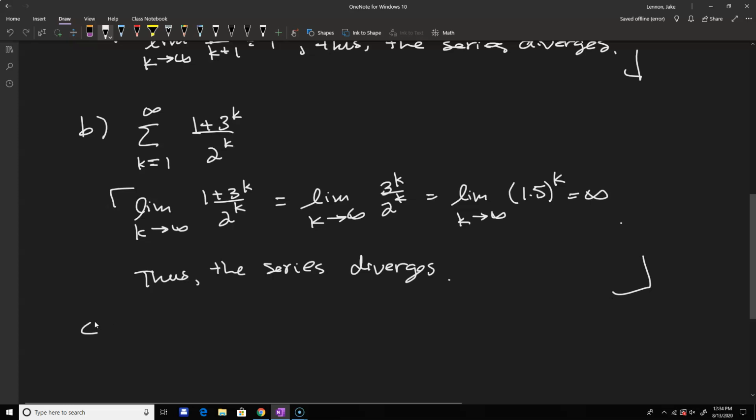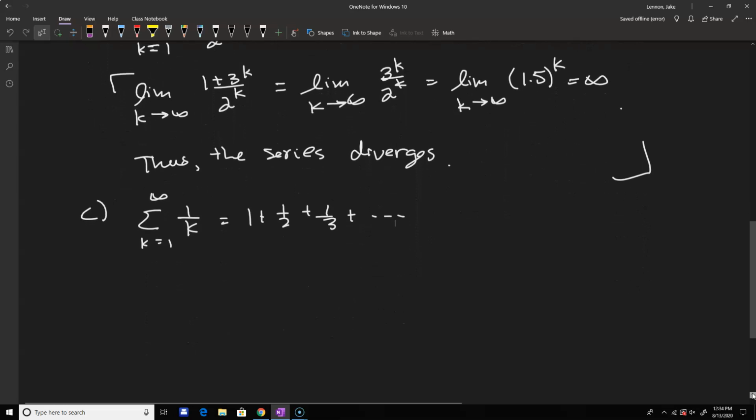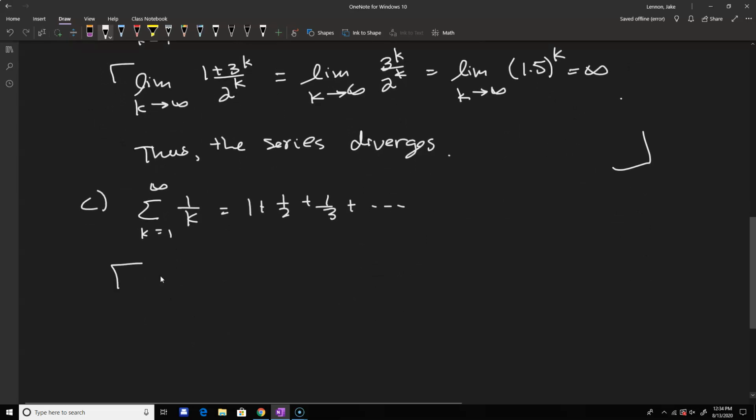Okay, so let's look at one of the most famous series. I think we've talked about it before, but this is known as the harmonic series, 1 over k from 1 to infinity. Again, this is just 1 plus a half plus a third, and so on. If you look at the limit, in fact, this limit goes to 0. So the limit of 1 over k as k goes to infinity, in fact, is 0.